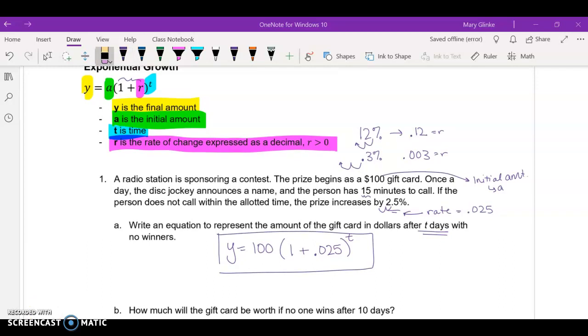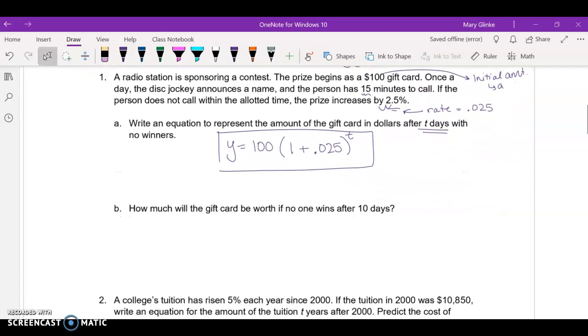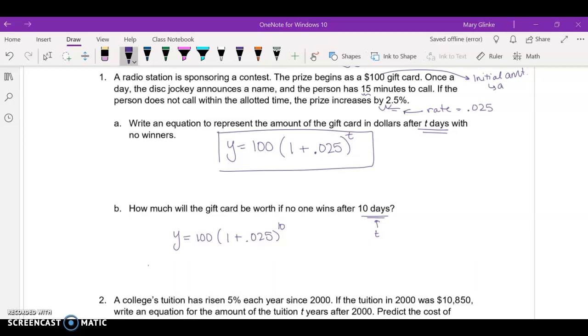So we are now going to use that equation for part B. How much is the gift card worth if no one wins after 10 days? Well, now here we are told our time. So what we're going to do is first write our equation on all of those. I'd like to see your equation just to make sure that part's going okay. So time is 10 for this one.